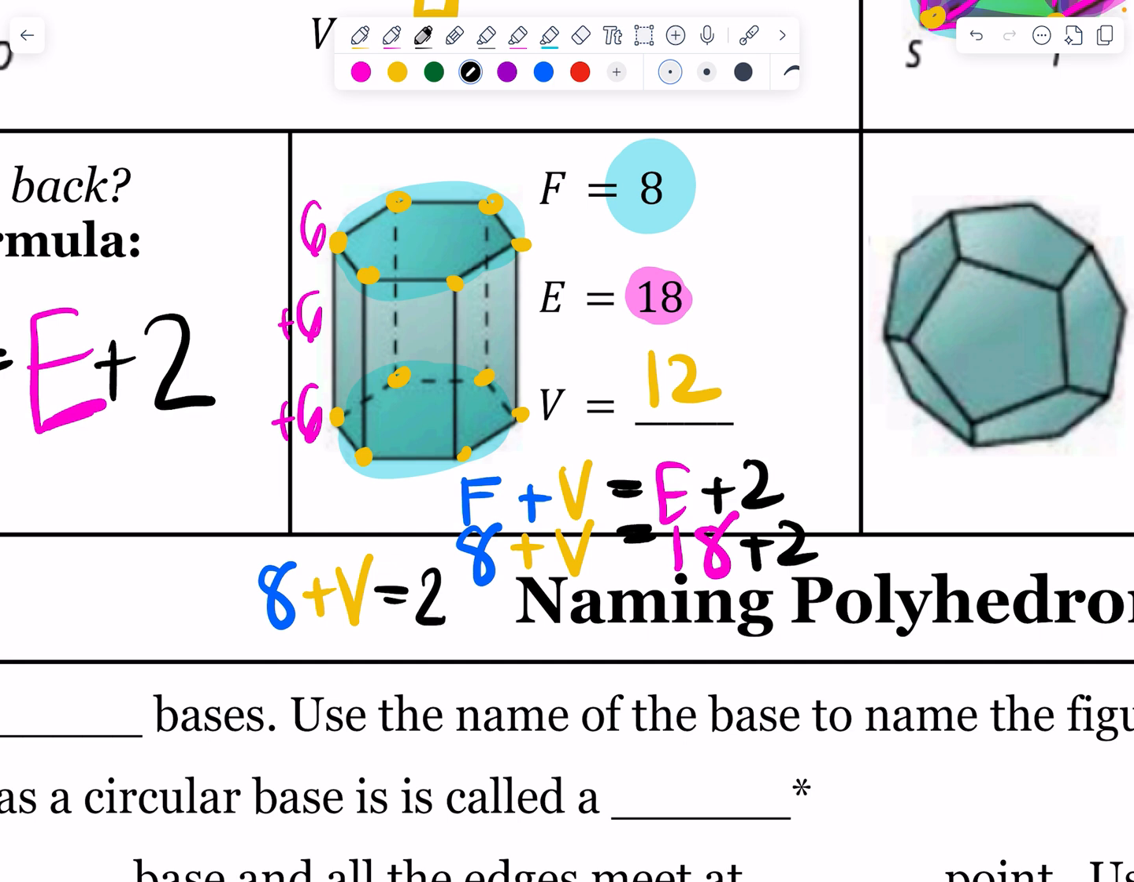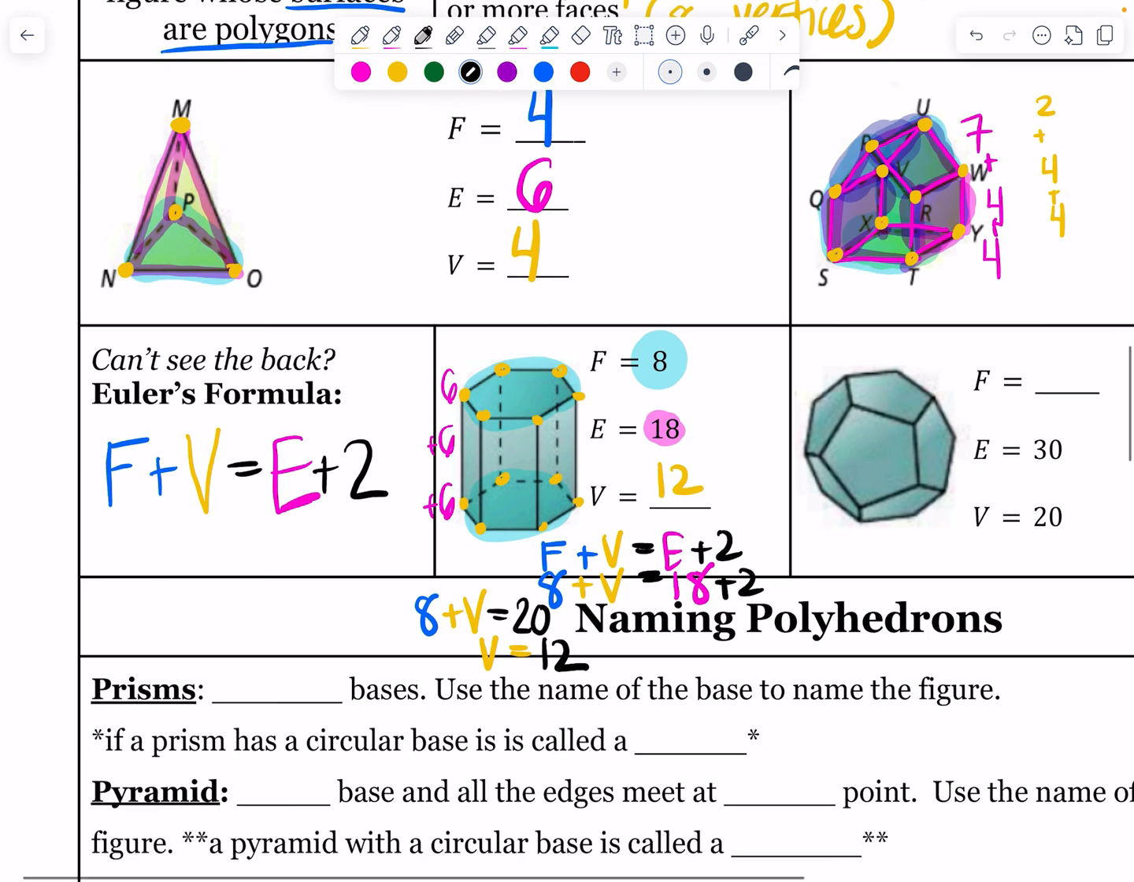And so, 20. And so if we wanted to know the number of vertices, we would just subtract 8 from both sides. So my number of vertices is going to be 20 minus 8. Well, what is 20 minus 8? That is going to give me 12. And so I found the number of vertices, even though I couldn't see it. I could see it in this picture, the formula works out every time.